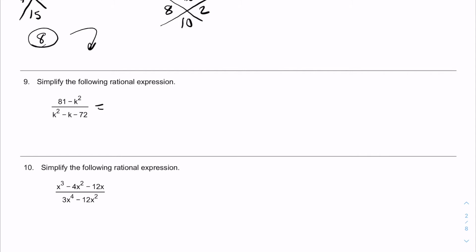So really probably the first thing you're going to do here is factor out a negative, which is now going to make this k squared minus 81. If you distribute that negative, you'll find out you have this right here. We still have this, and we're going to have to do some factoring.